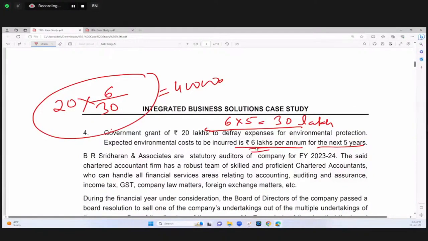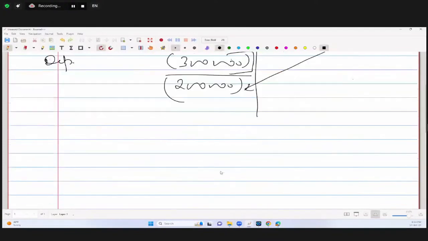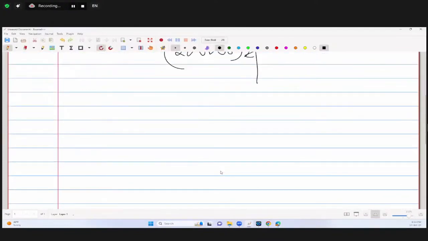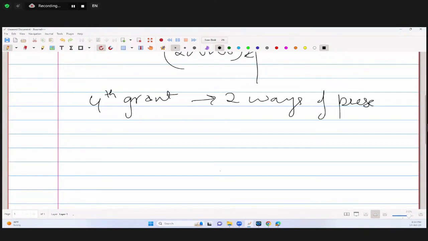Let me just move to one note and then we'll see how to do it in this way. So again, for the fourth grant, we are talking about the fourth grant, and in the fourth grant, we see there are two ways of presentation.